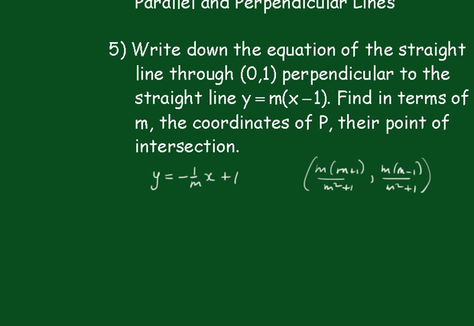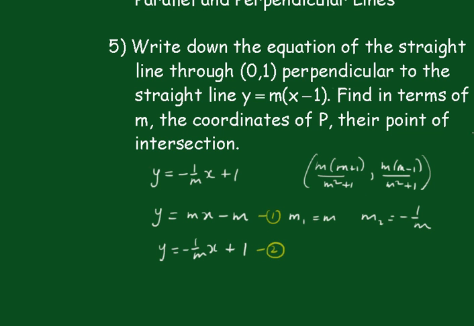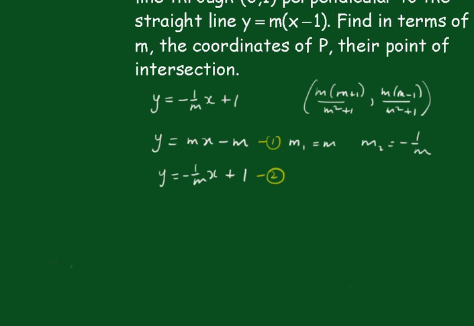Now for the solution, we've got y equals mx minus m for this one. So the gradient is m1 equals m, and m2 equals minus 1 on m. So quite simply, y equals minus 1 on m times x plus the y-intercept of 1, which we had up there. What we have to do here is solve these two simultaneously. We've got this one here, 1, and this one here, 2. So like the previous example, we'll just solve those.